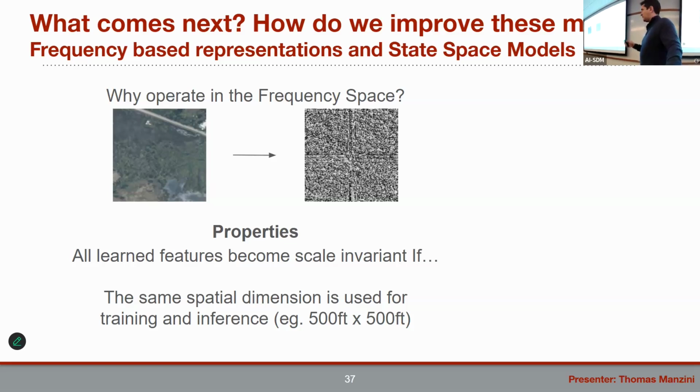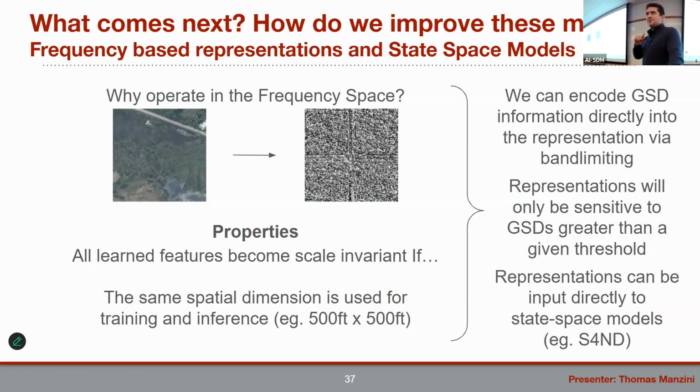And that leads us to this property of scale invariance. Falling out of that are some really interesting things. The first is that you can encode the ground sample distance properties directly into the learned representations. The second is that as you pad and clip these representations, you can trim the high frequency data from your imagery's representation by operating in this spectral space. And then finally, the thing we're looking at right now is that these representations can be used directly as inputs to state space models that are operating in the frequency space as well. So there's some really cool lineage here.